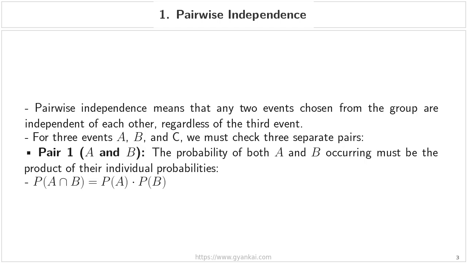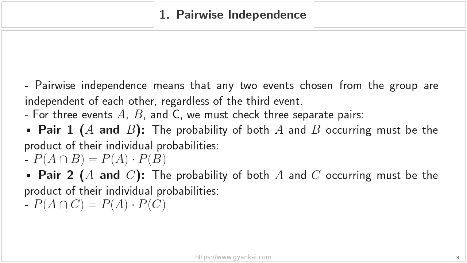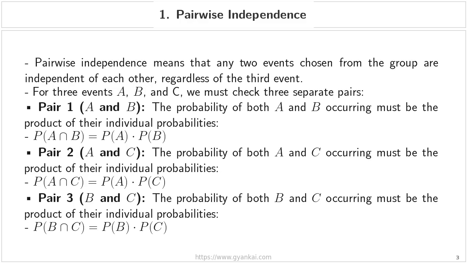First, let's look at pair 1, which is event A and event B. For this pair to be independent, the probability of both A and B occurring, which we write as the probability of A intersection B, must be equal to the probability of A multiplied by the probability of B. Next, we move to pair 2, involving event A and event C. We apply the same logic here. The probability of A intersection C must equal the probability of A multiplied by the probability of C. Finally, we check pair 3, which is event B and event C here. The probability of B intersection C must equal the probability of B multiplied by the probability of C.